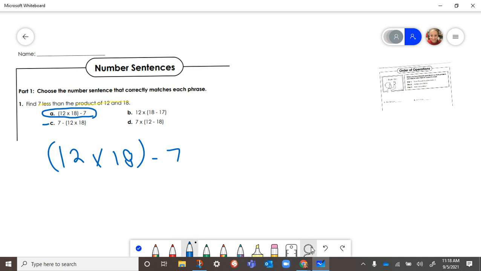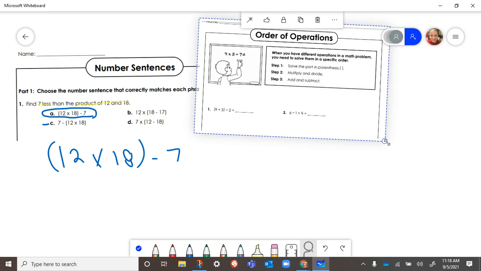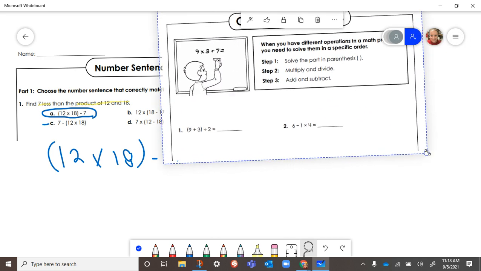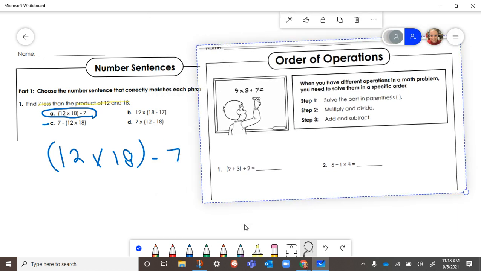The next one is over here. Make it bigger. All right, so here on these, you just need to solve it.